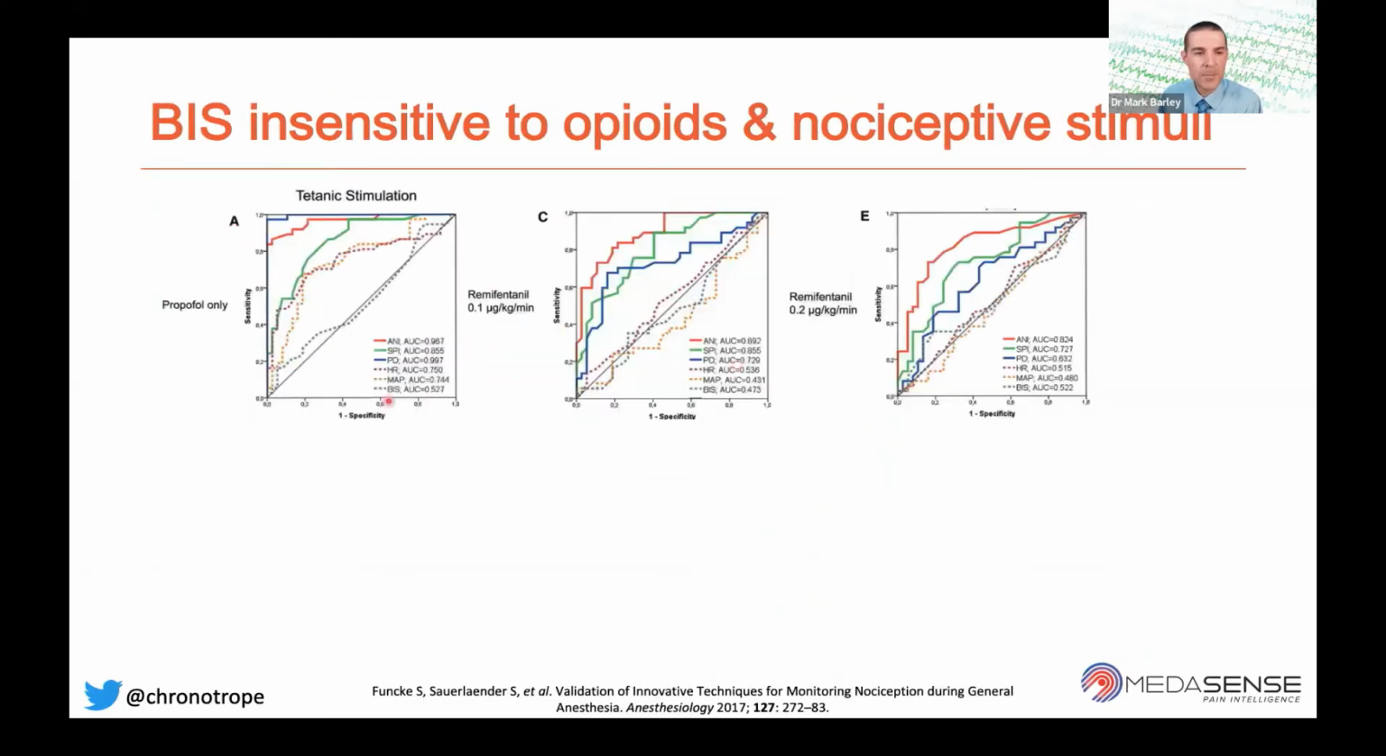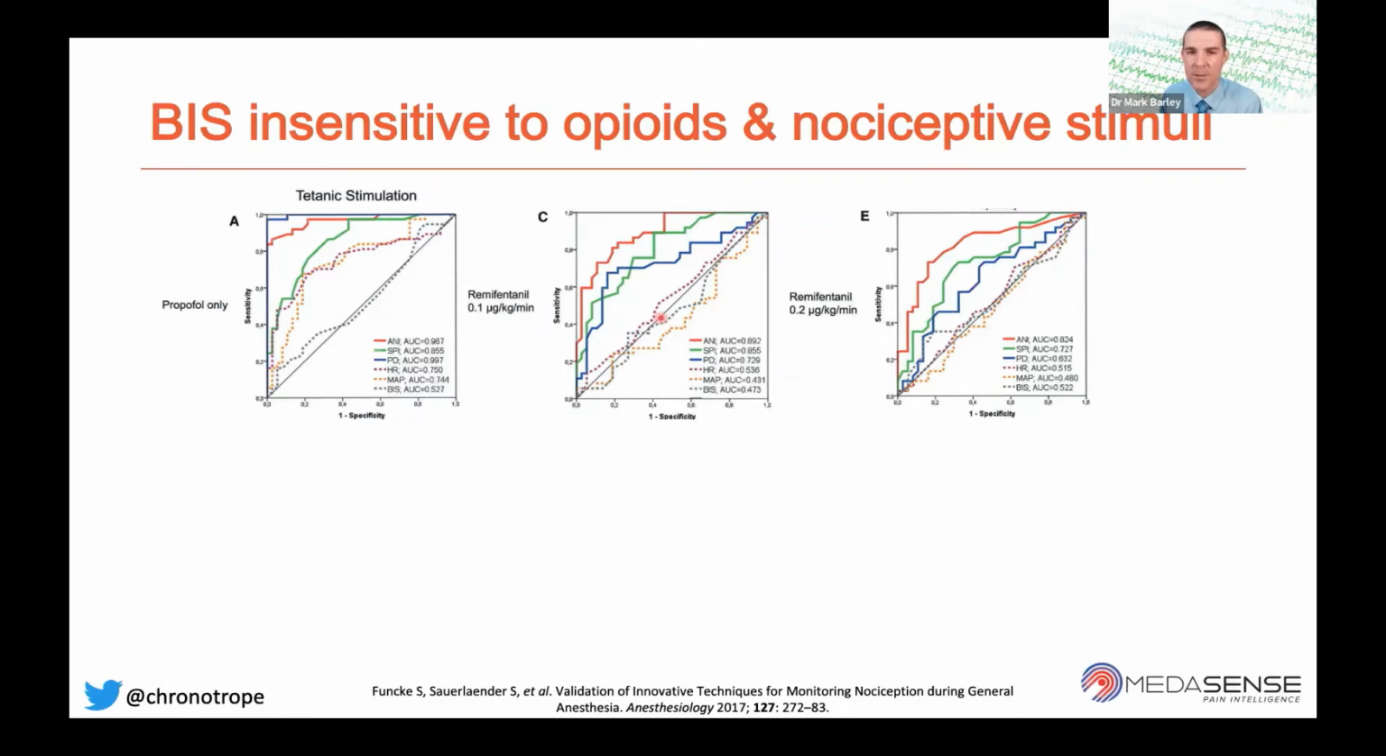Indeed, the BIS monitor, as shown by this black dotted line, isn't particularly good at discriminating a noxious stimulus because it's a monitor ultimately designed to titrate hypnosis. It doesn't really pick up those changes in delta oscillation. And I'll show you a case where we've used ketamine and the NOL simultaneously to tease out the effect of ketamine, which can confuse simple index-based systems.